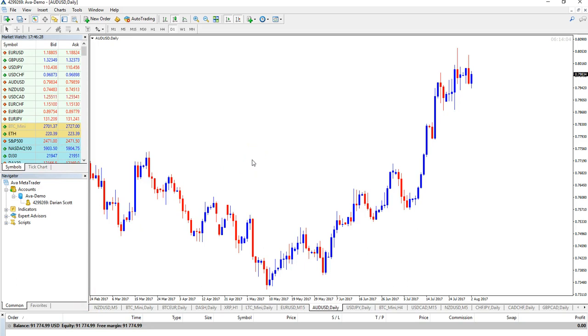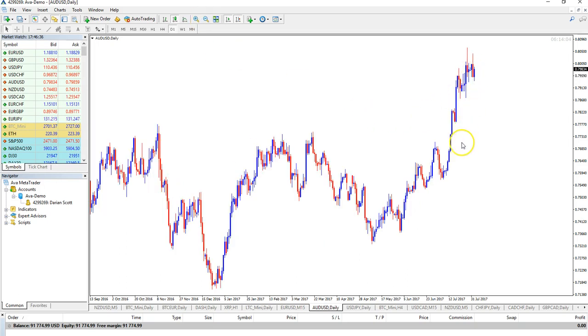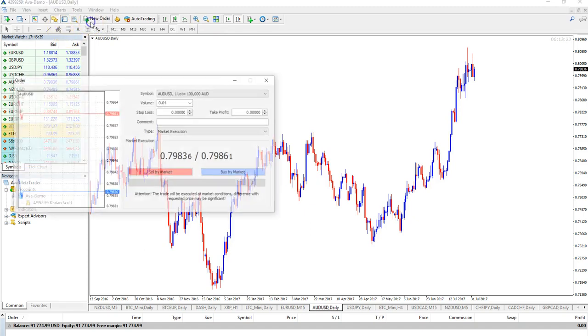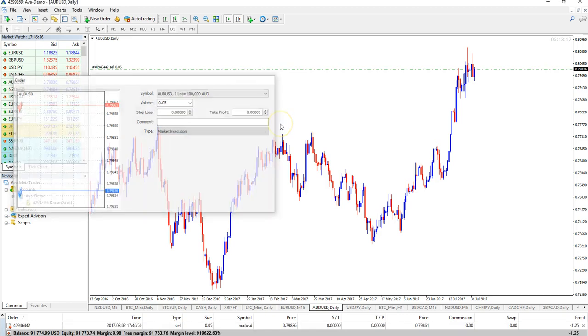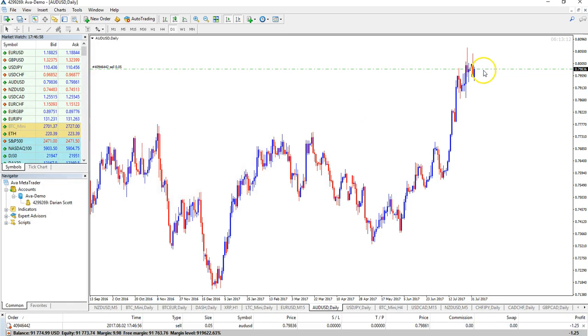Alright, let's get the simple thing out the way. I'm on an asset. I analyze the asset. I decide that I think it's going to go down because it has been climbing up for some time. So in this scenario, I want a sell. Now I select my lot size that I want. I'm going to go with 0.05 and then I say sell. This is the fastest way I do it, just like that, and the trade has been placed.